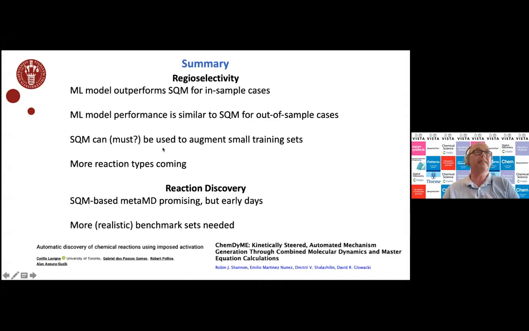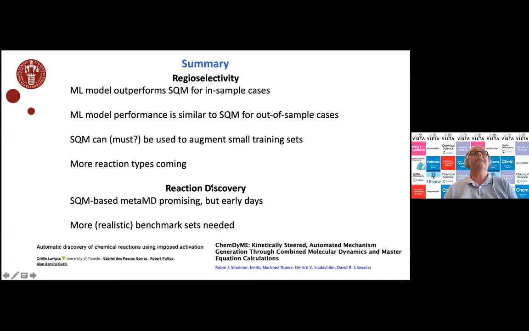If your training set size is much lower than that, then to have something usable, I think you actually must augment this with quantum mechanical calculations in order to expand chemical space coverage and get an acceptable ratio of true and false positives. And so we're going to use that approach for more types of regioselectivity for different kinds of reactions.